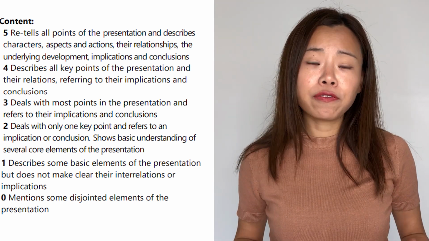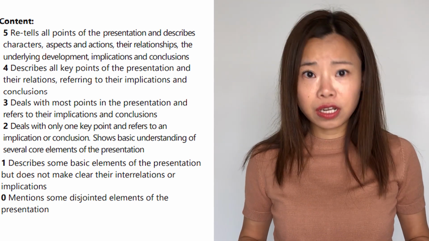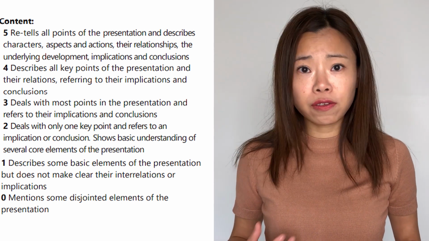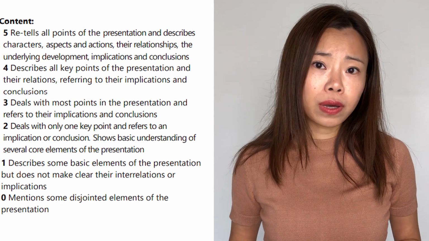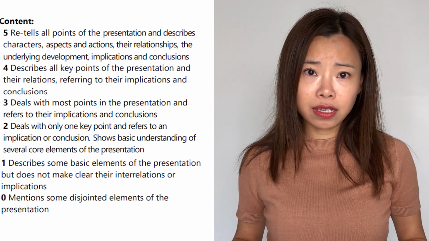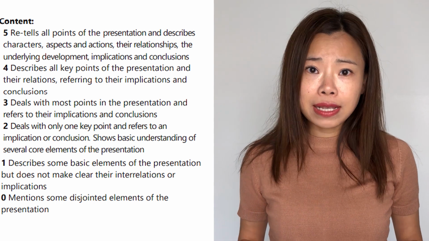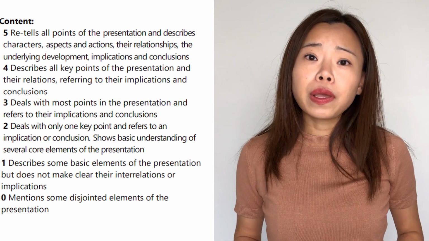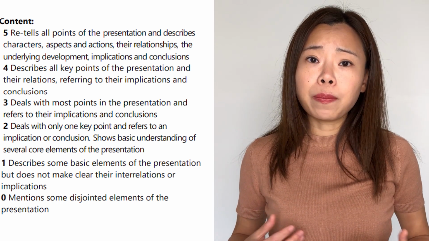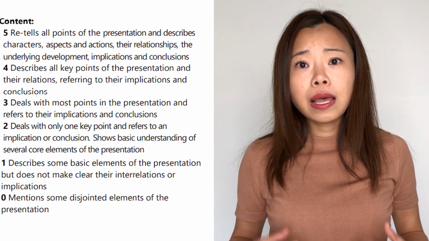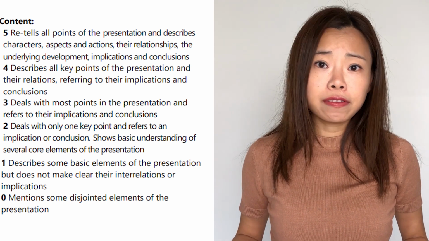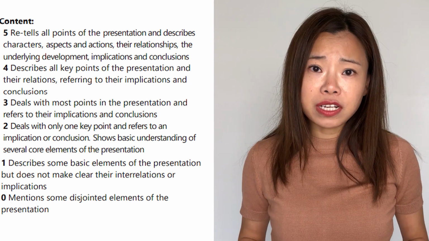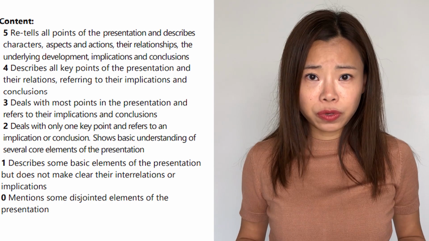You get 3 points if you deal with most points in the presentation and refer to their implications and conclusions. You get only 2 points if you deal with only one key point and refer to an implication or conclusion. You show basic understanding of several elements of the presentation. You get only 1 point if you only describe some basic elements of the presentation but do not make clear their interrelations or implications. You get no points if you only mention some disjointed elements of the presentation.